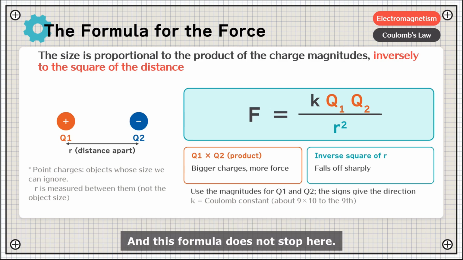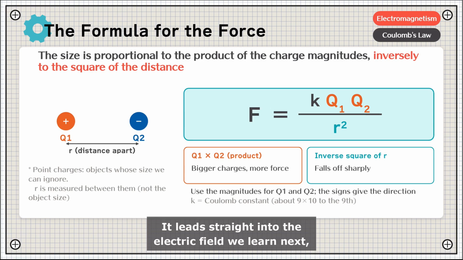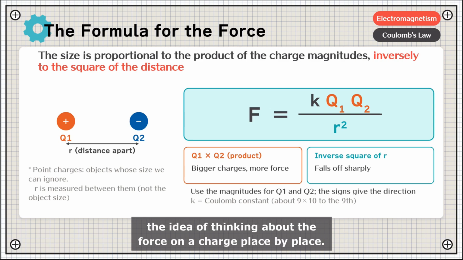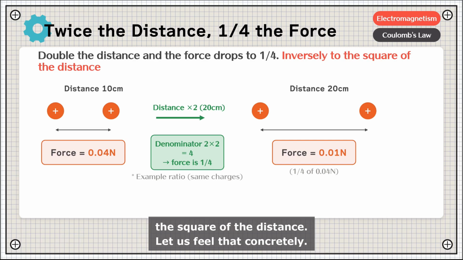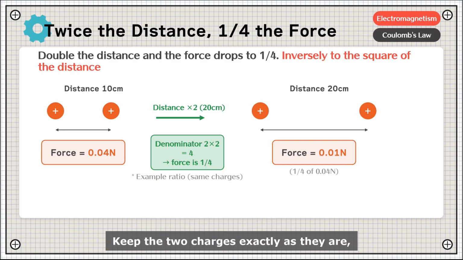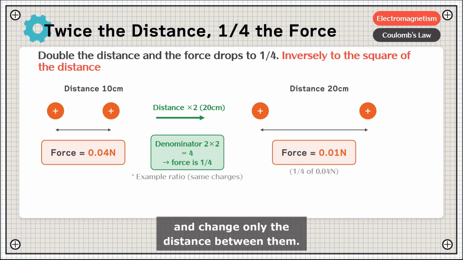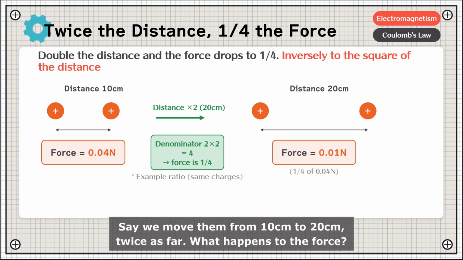And this formula does not stop here. It leads straight into the electric field we learn next, the idea of thinking about the force on a charge place by place. The most interesting part of the formula is that it is inversely proportional to the square of the distance. Let us feel that concretely. Keep the two charges exactly as they are and change only the distance between them. Say we move them from 10 centimeters to 20 centimeters, twice as far. What happens to the force?